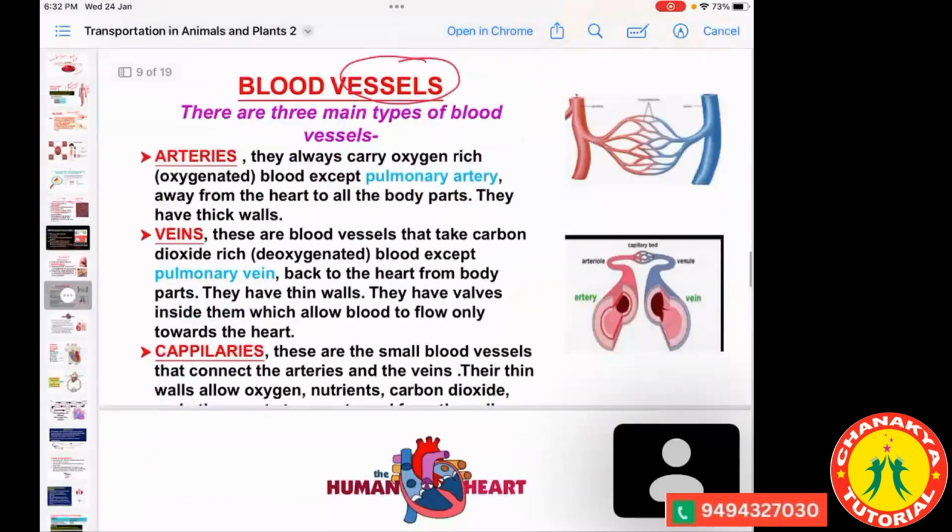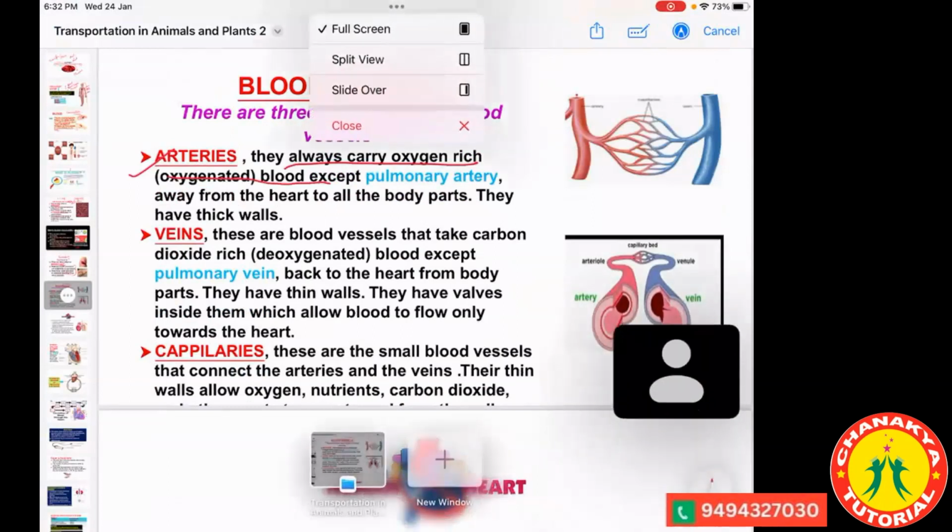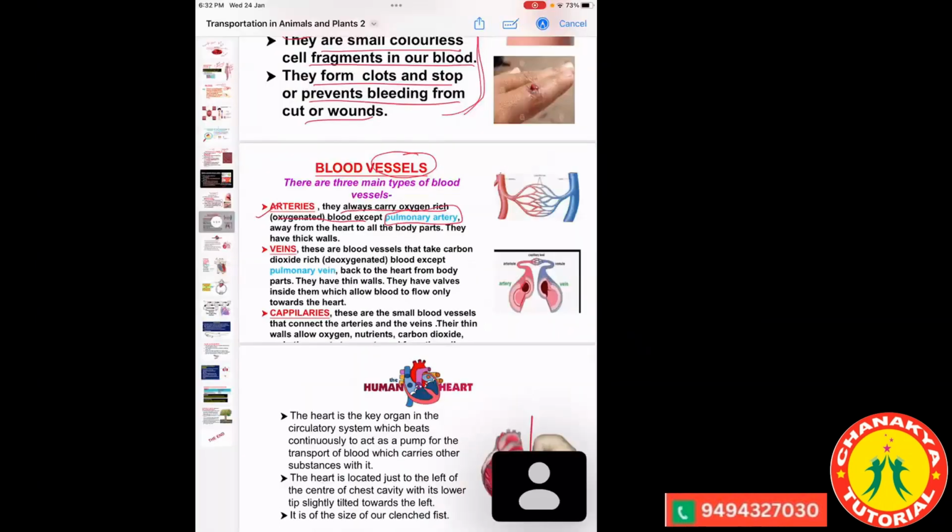So three types of blood vessels are there: arteries, veins, and the capillaries. Arteries, what do they do? They always carry the oxygen-rich blood. So the main feature of the arteries is that they will always be carrying the oxygenated blood, or the blood which is rich in oxygen. But there is one artery called the pulmonary artery. This pulmonary artery is the only artery which carries the deoxygenated blood. Deoxygenated blood means the blood which is rich in carbon dioxide. So all the arteries of our body will be carrying the oxygenated blood except the pulmonary artery.